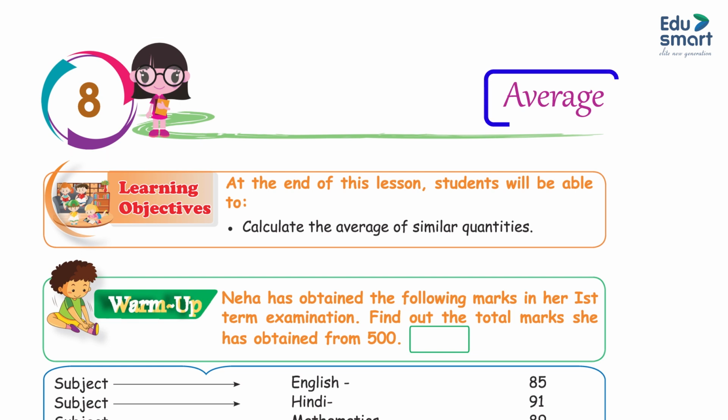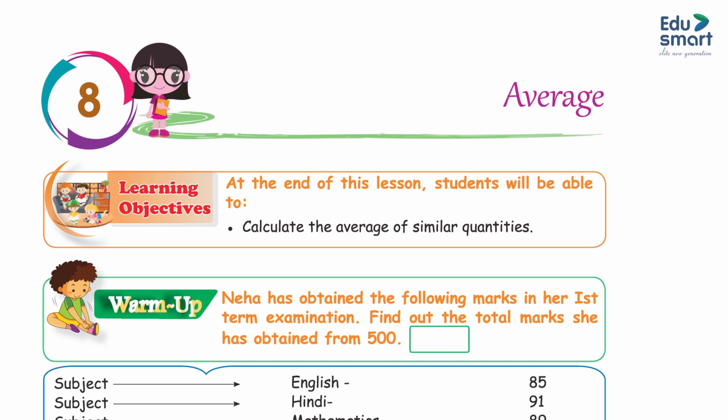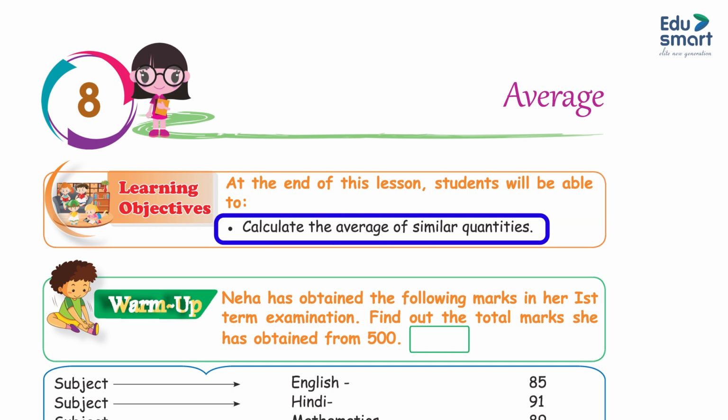Chapter 8: Average. Learning Objectives. At the end of this lesson, students will be able to calculate the average of similar quantities.